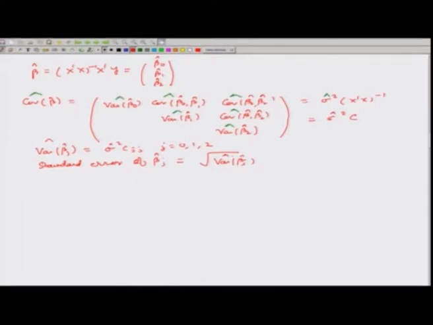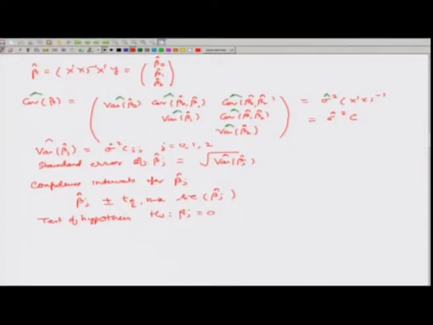Okay. Then we also had obtained the confidence interval. The confidence interval for beta hat j was obtained as beta hat j plus minus t alpha by 2, n minus k, times the standard error of beta hat j. Okay. And for the test of hypothesis, when we are interested in testing the hypothesis H naught: beta j is equal to 0, then the t statistic for the jth regression coefficient was obtained as beta hat j minus 0 divided by the standard error of beta hat j, and this was following a t distribution with n minus k degrees of freedom.